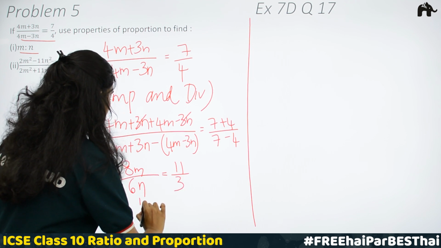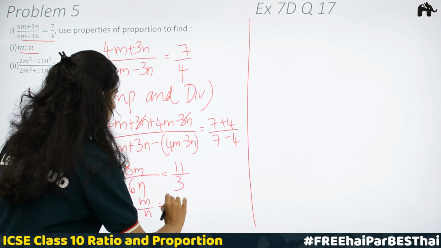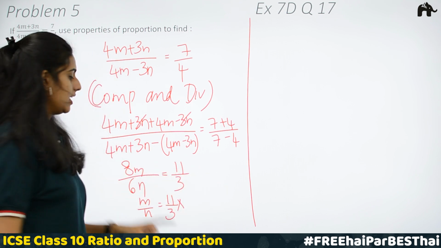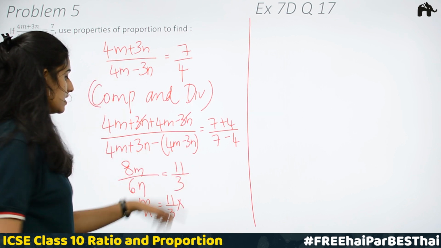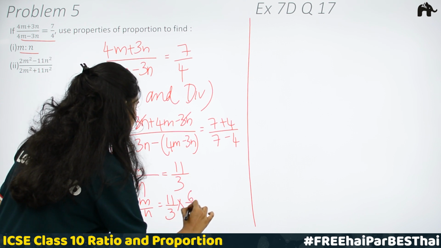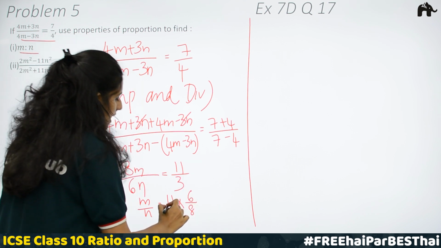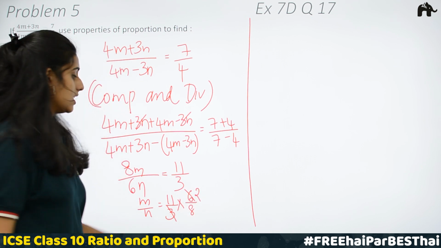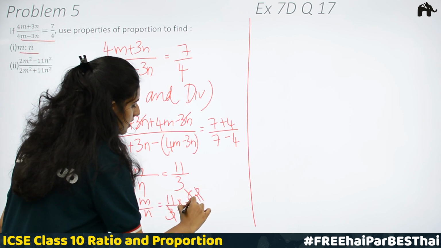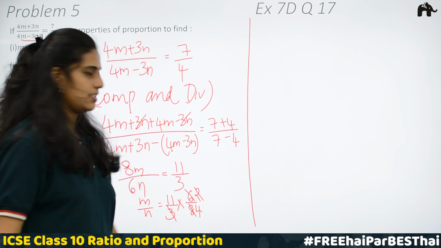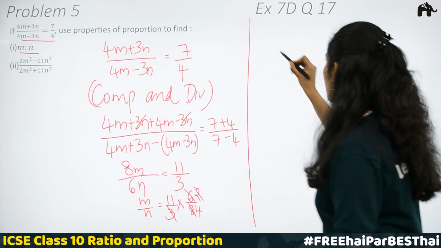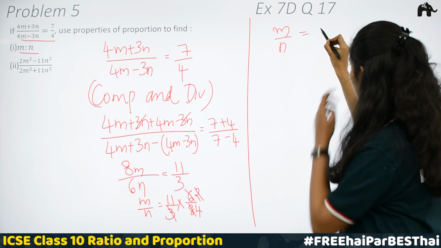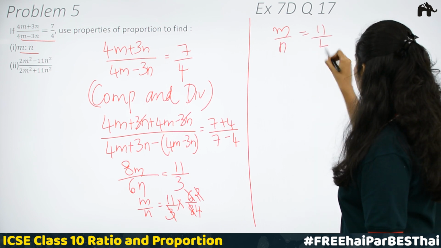Okay. Therefore, m by n is equal to 11 by 3 into, taking the reciprocal and multiplying, here we have 8 by 6. 8 by 6 becomes 6 by 8. We can cancel with 3. 3 2s are 6. 2 and 8 can be cancelled. 2 into 4 is 8. Which means we got the first answer, that is m by n is equal to 11 divided by 4.